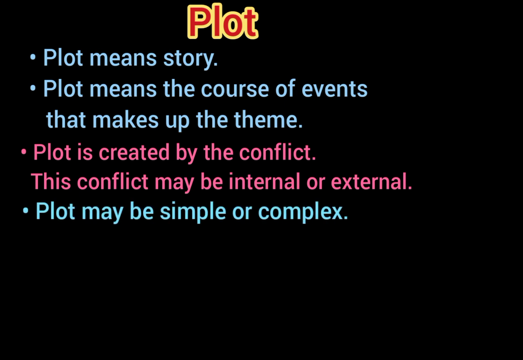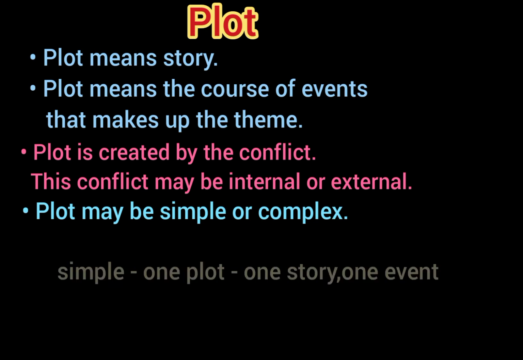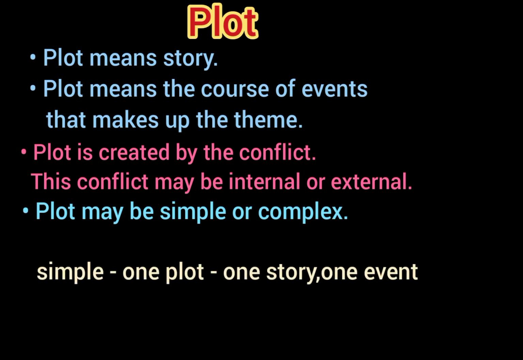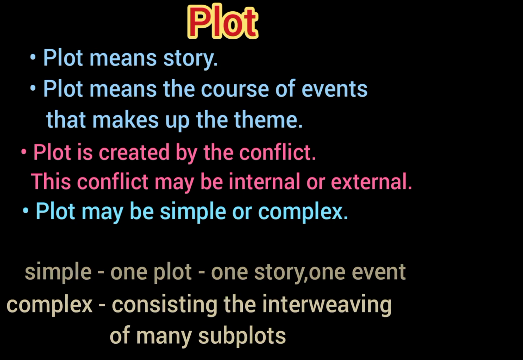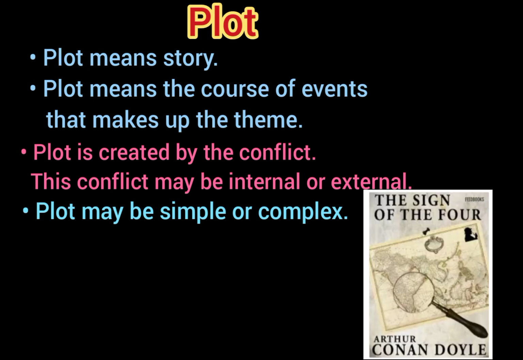Plot may be simple or complex. Simple means one plot. One plot means one story or one event. Complex means consisting of the interweaving of many subplots. For example, the novel The Sign of Four has a complex plot involving service in India, the Indian Rebellion of 1857, a stolen treasure, and a secret pact among 4 convicts and 2 corrupt prison guards.